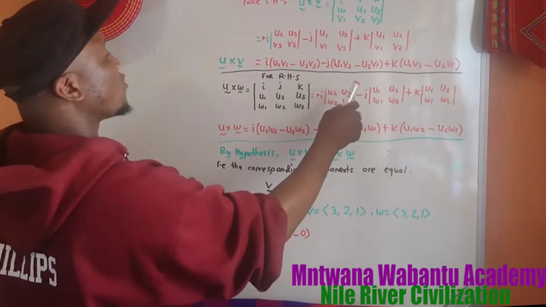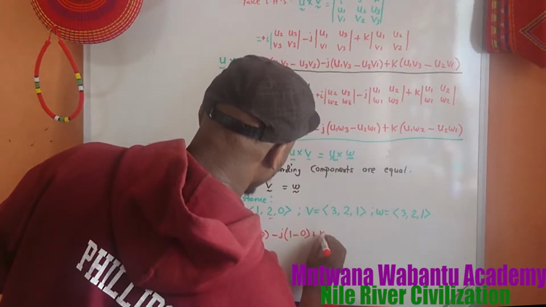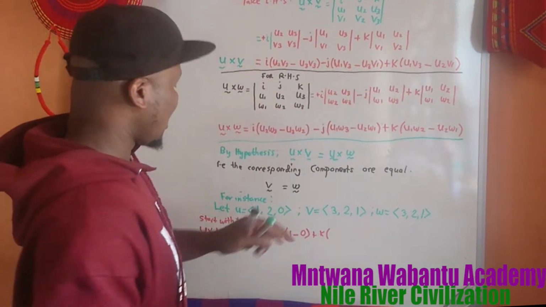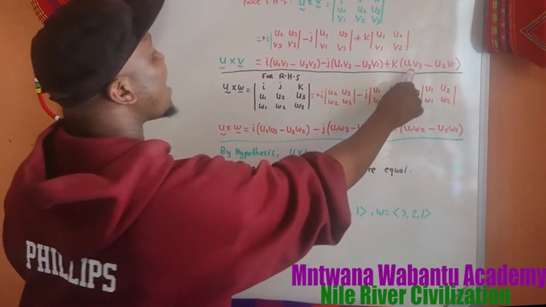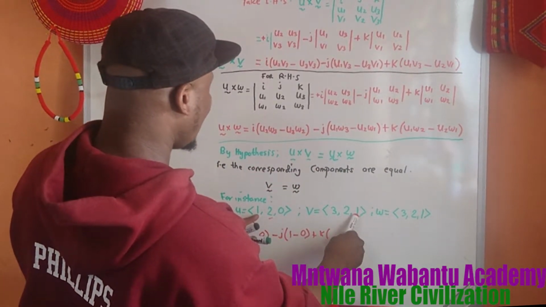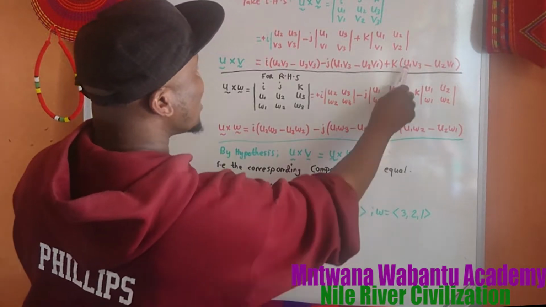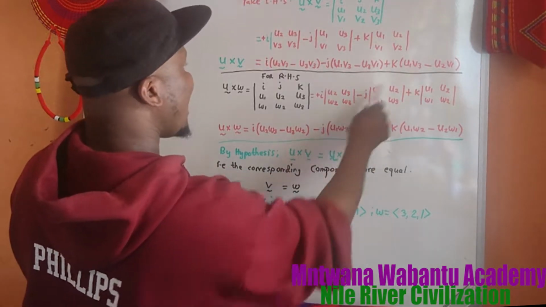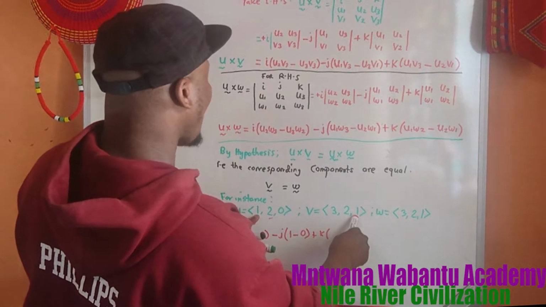Now we go for the last one, so we have a plus k. Now we go U1, which equals 1, times V3. What is V3? V3 equals 1. I made a mistake here: U1 equals 1 and V3 equals 1. Yeah, that's true, 1 times 1 equals 1.